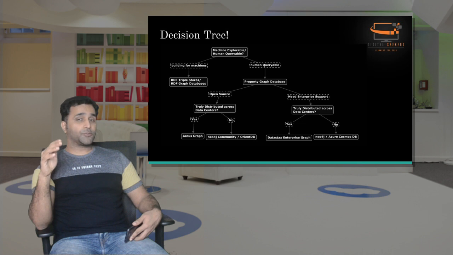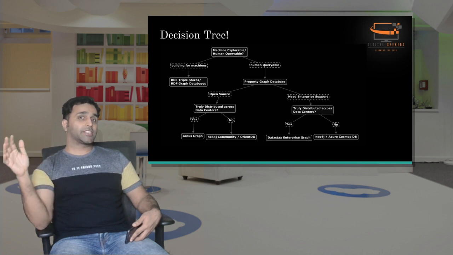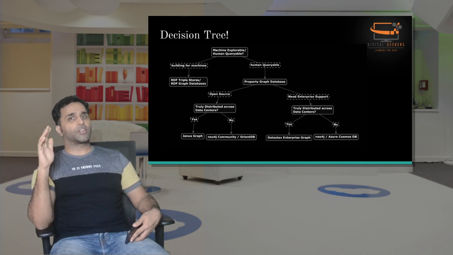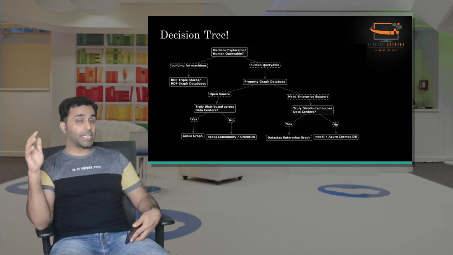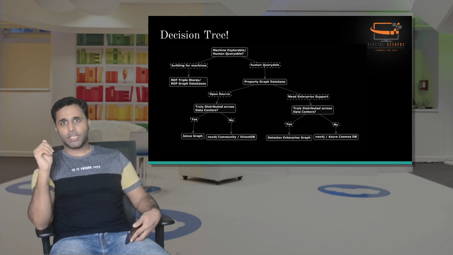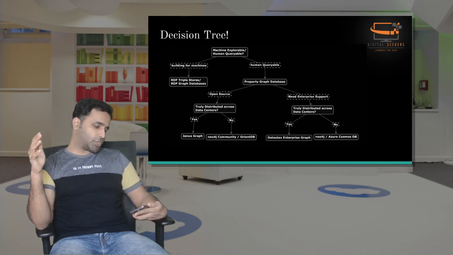And if you are looking for humans to relate to and reason about your database, then you are looking for a property graph database. Within property graph databases, are you looking for enterprise support? There might be use cases wherein you need enterprise support. Why? Because your application is very critical, and you cannot really wait for the community to help you out, right? So in those cases, you might need enterprise support.